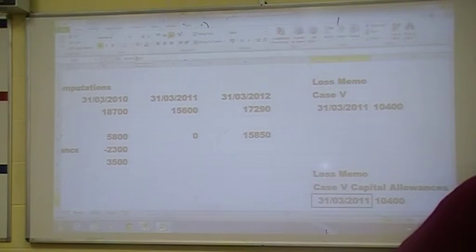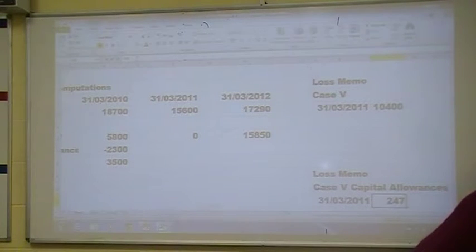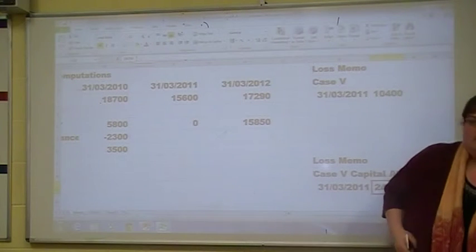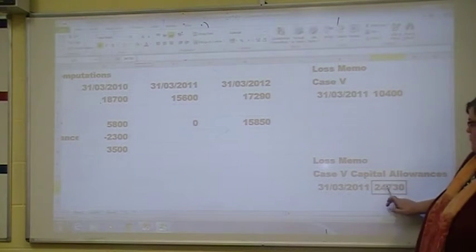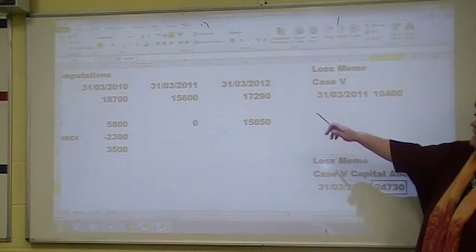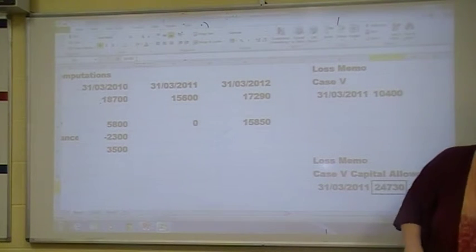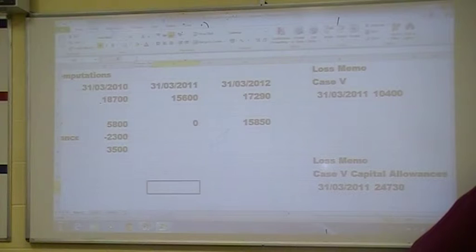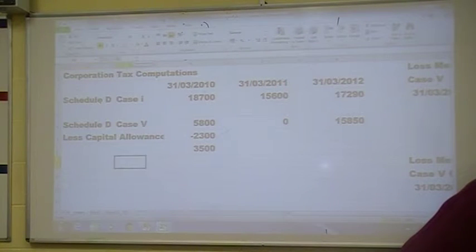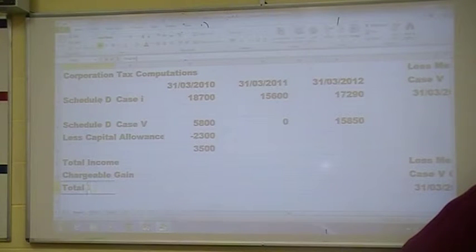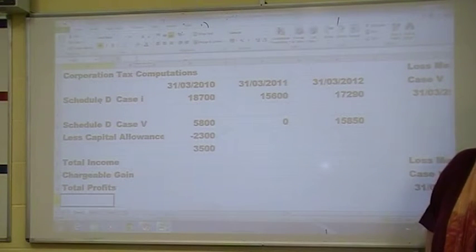Whereas our case 5 capital allowances, which is what? 24,730. We can do that, 24,730, and set it against our total profits inside March 11. And remember, our total profits is our total income plus our chargeable gains to give us our total profits.